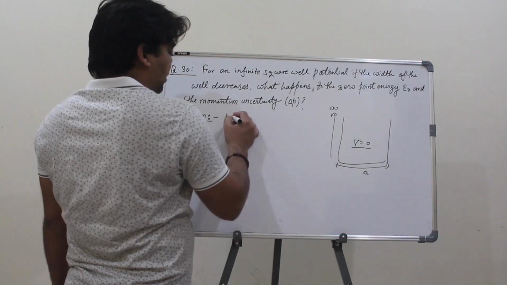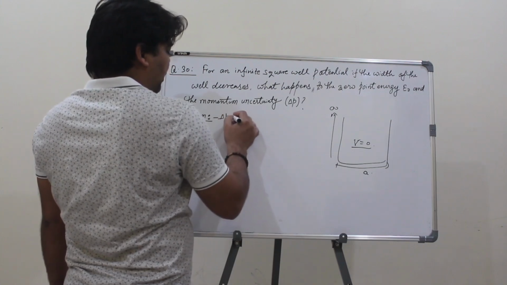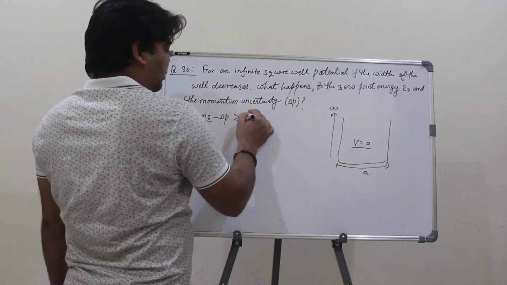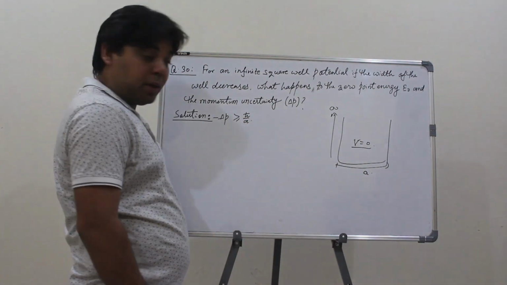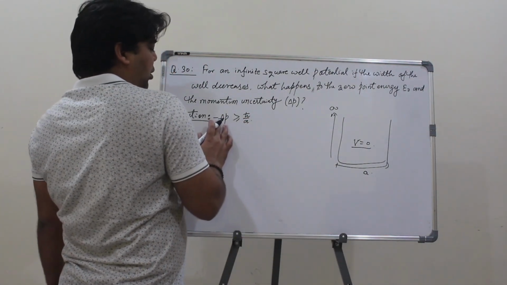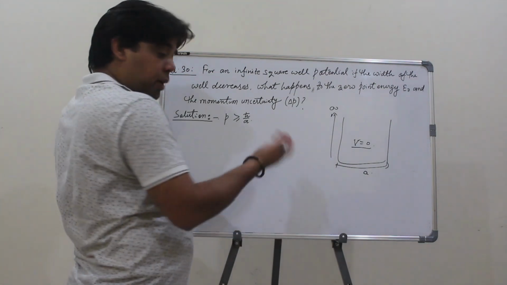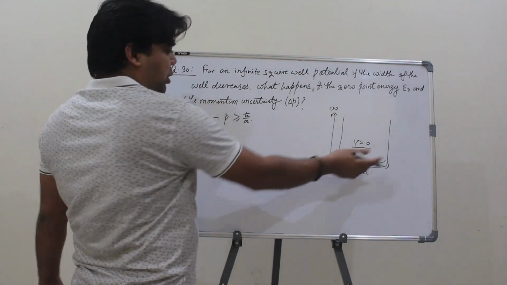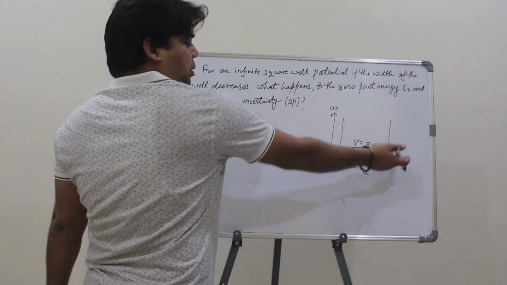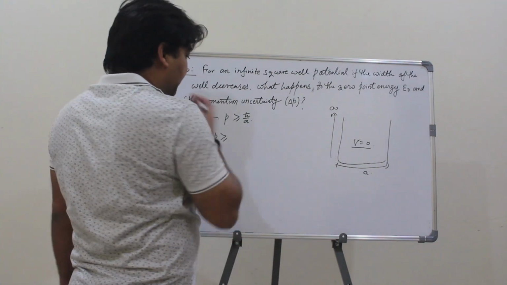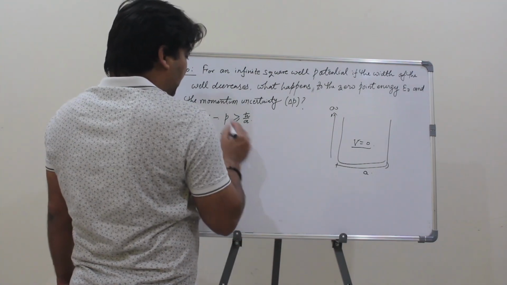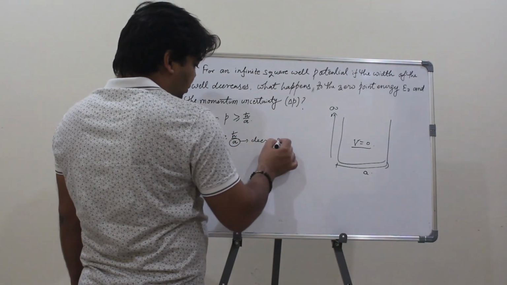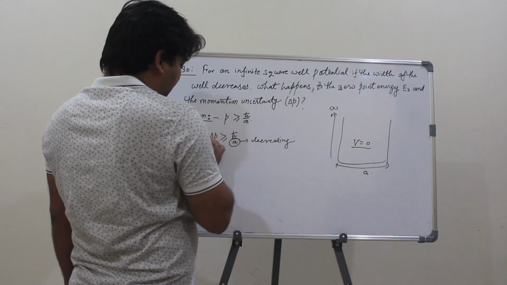So delta P will be greater than or equal to h cut divided by A, or you can say that P will be h cut divided by A. So the uncertainty in P is inversely related to the size of the box, which is the maximum uncertainty the particle can have in position. It simply means if A is decreasing, then delta P is increasing.